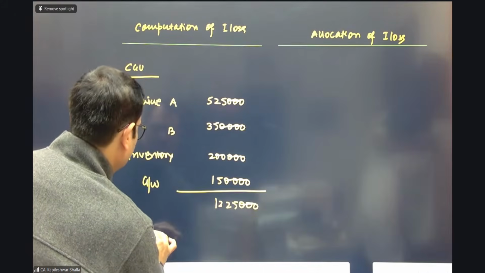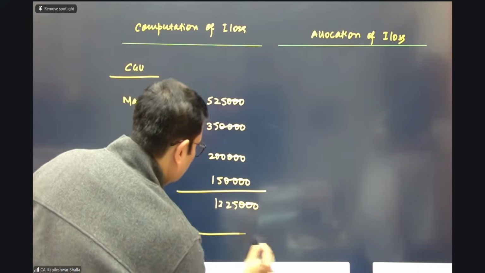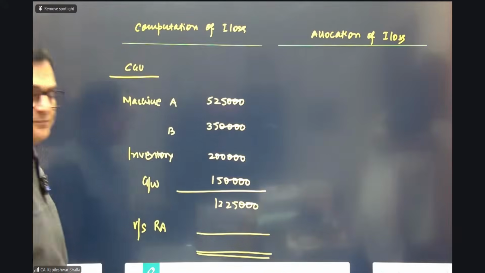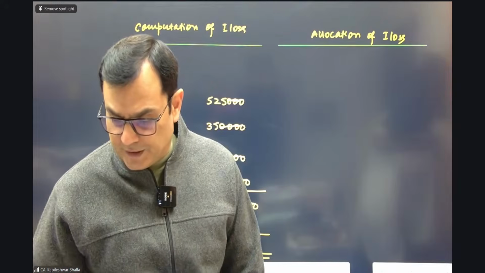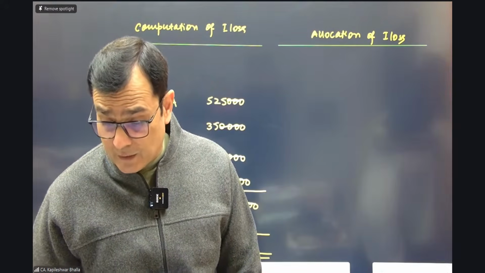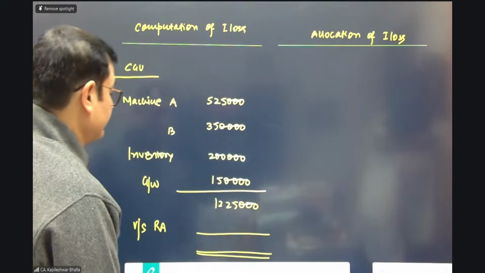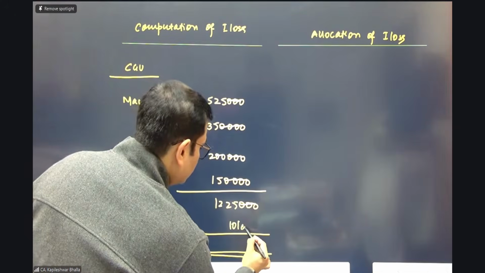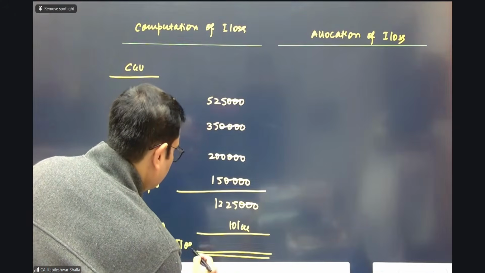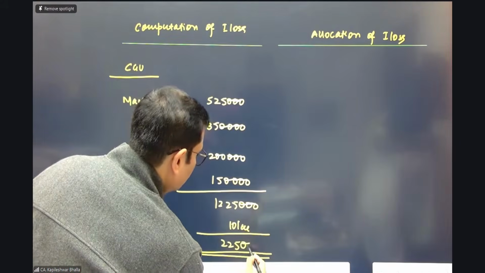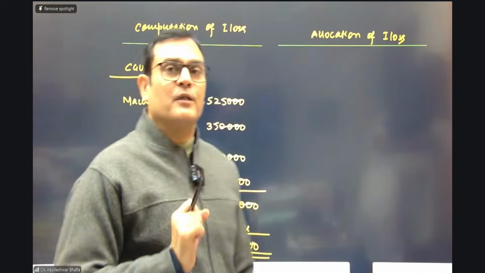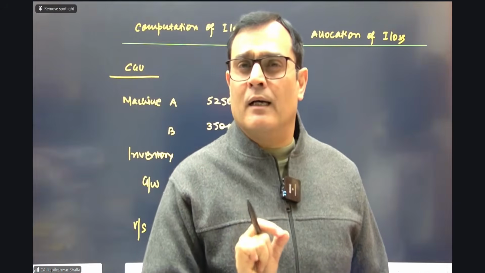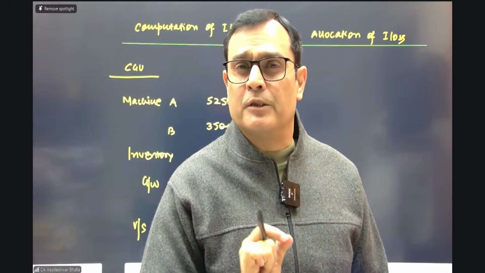You compare this with the recoverable amount of the CGU. What was the recoverable amount of the CGU? I guess the recoverable amount of the CGU on March X8 was given in the question at 10 lakhs. So can I say we get the impairment loss to the extent of 2,25,000? That is the impairment loss. Now this 2,25,000 is to be allocated. So what are you going to do now? Are any instructions given in the question?